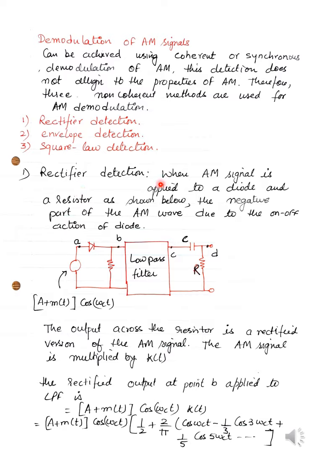The first one is rectifier detection. When an AM signal is applied to a diode and a resistor as shown below, the negative part of the AM wave is clipped due to the on-off action of the diode. I forgot to mention here, it is removed, so it will be removed here, this part will come here.